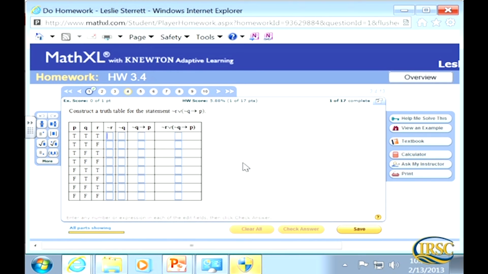Okay, let's take a look at one that has 3 letters. So we have 3 different letters, which means we needed 8 rows in our table. So P, Q, and R have already been done for you. And again, don't forget that these are good opportunities to write down in your notes in case you might forget this later.